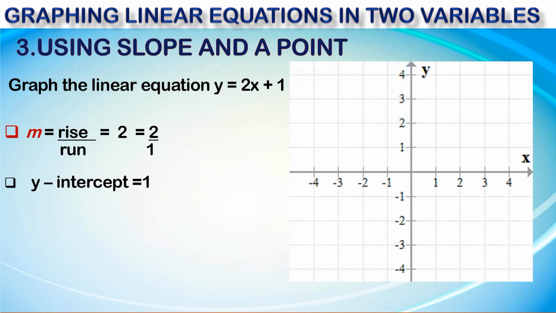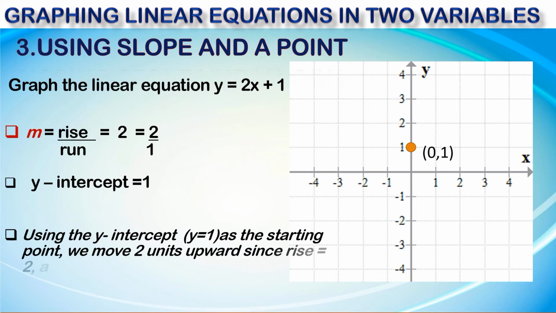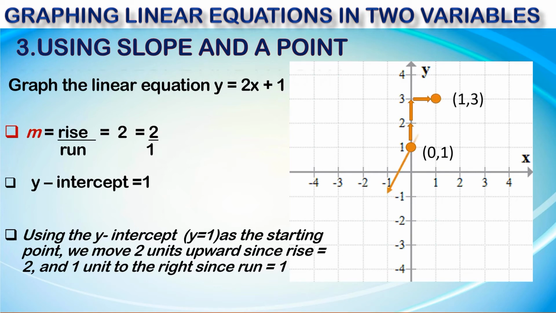Then next, using the y-intercept, y equals 1, as the starting point, we move 2 units upward since the rise is equal to positive 2, and 1 unit to the right since the run is equal to 1. So we have the point (0, 1), and for the second point we have (1, 3). Connecting the two points, we have a straight line which is the graph of y equals 2x plus 1.